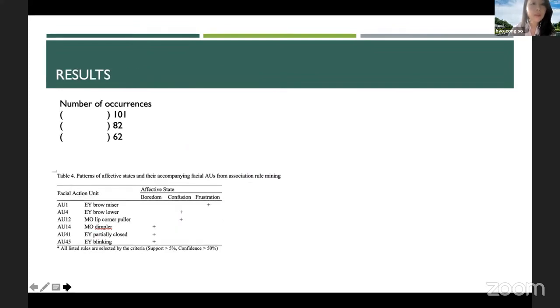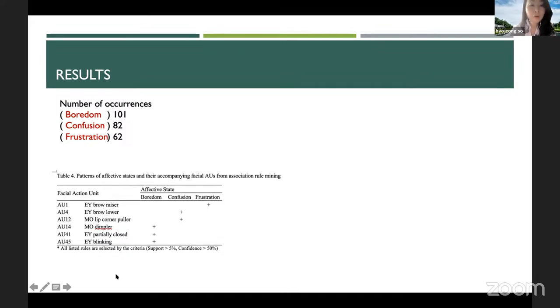So what we found from this experiment was that there were a number of occurrences of so-called negative emotions. I focus on three emotions, right? Confusion, frustration, and boredom. You can guess what was the highest, right? And what was the least? We found 101 incidences of boredom, 82 incidences of confusion, and the frustration was 62.